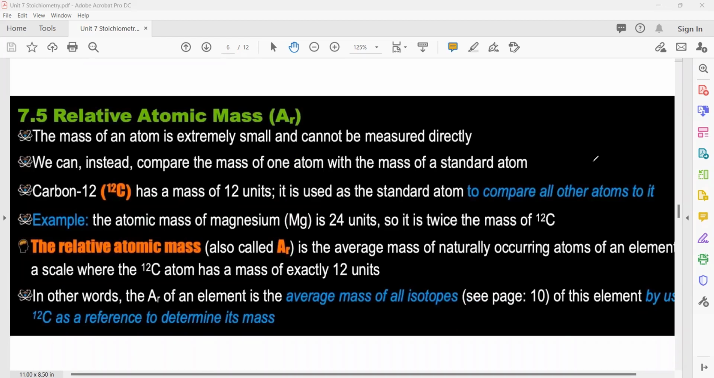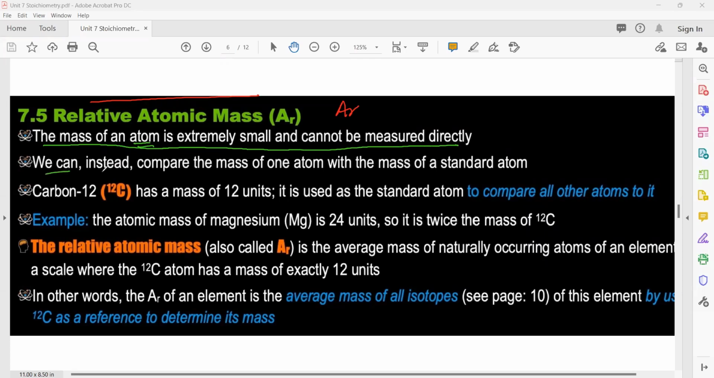Now we will do another term that is known as relative atomic mass, and its symbol is Ar. The mass of an atom is extremely small and cannot be measured directly. Because an atom is really, really small, the smallest particle of matter, you cannot measure it directly. You cannot put one atom on some machine and have it give you that atom's mass.